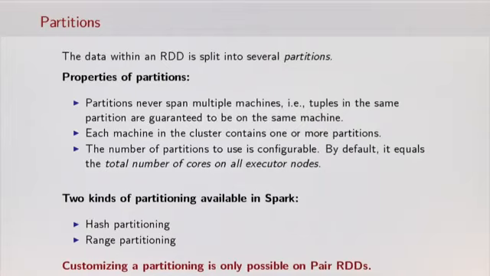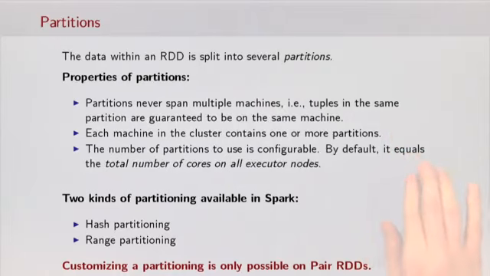What are they? Simply put, the data within an RDD is split into many partitions. And partitions are very rigid things. Most importantly, they never span multiple machines. This is super important. Data in the same partition is always on the same machine. Another point is that each machine in the cluster contains at least one partition. Sometimes more, sometimes exactly one.